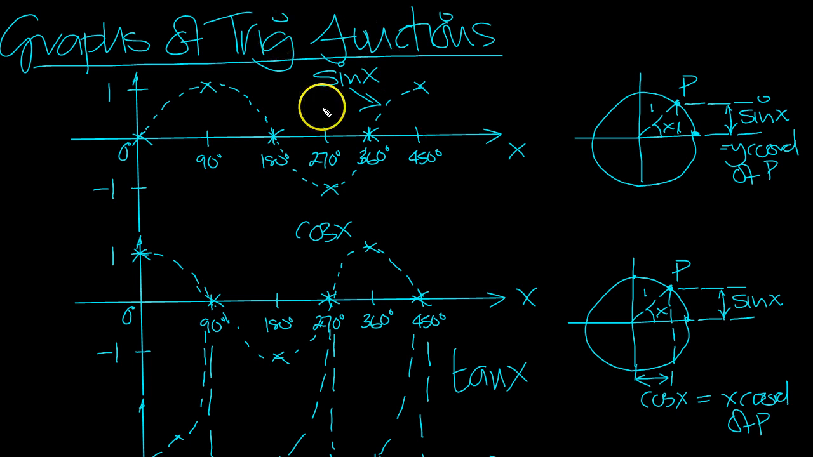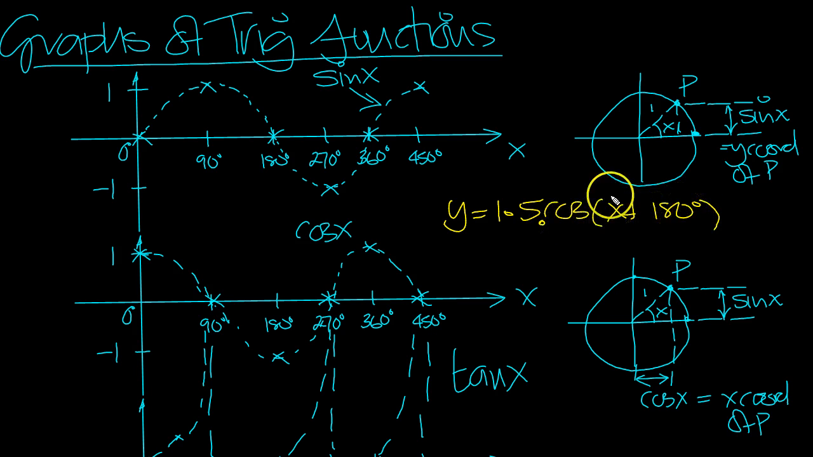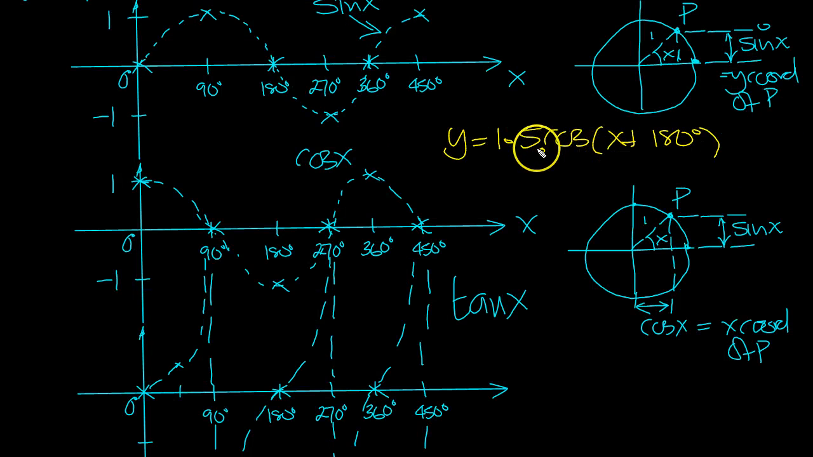Next one. y equals, ooh, this is nasty. 1.5 cosine x plus 180 degrees. So we'll do this in two stages. The first stage is to draw the cos x plus 180, and then we'll do the different color for the 1.5. So I'm just going to concentrate on cos x plus 180 first and forget about this 1.5. So cos x plus 180, well, if I input 0, I get cos 180. So like that point is there.